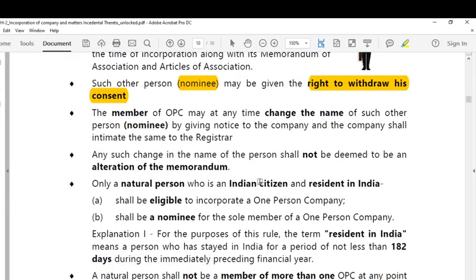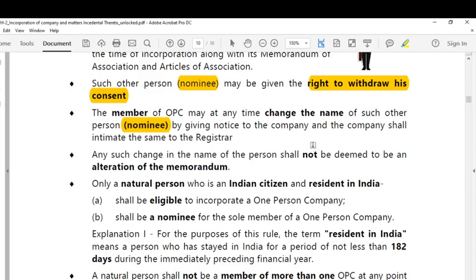And the next one is that the member of OPC may at any time change the name of the nominee or the other person. So, if the member who is running the OPC wants to change the name of the nominee, he can do so by giving a notice to the company, and the company shall intimate the same to the registrar. So it is not the member of OPC who gives a notice to the registrar to change the name of the nominee, but it is the company which gives a notice to the registrar to change the name of the nominee.